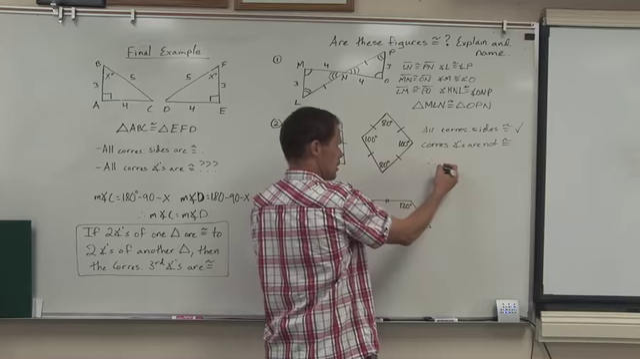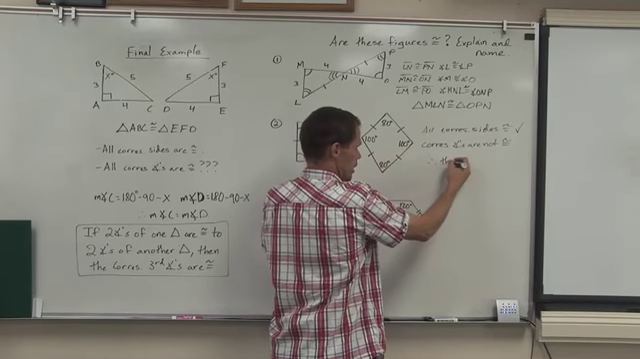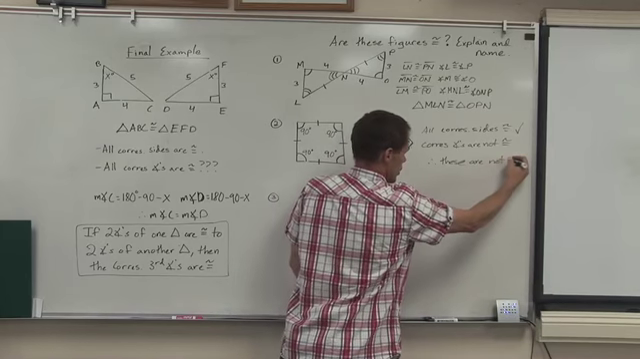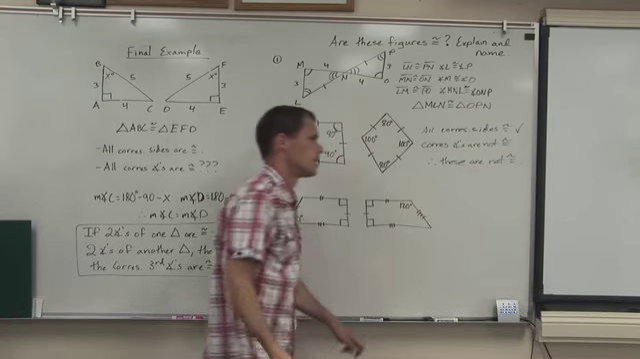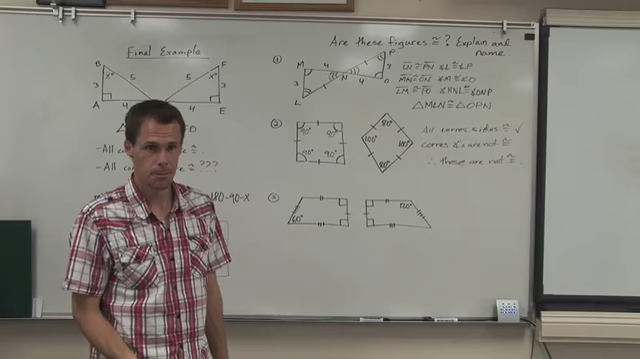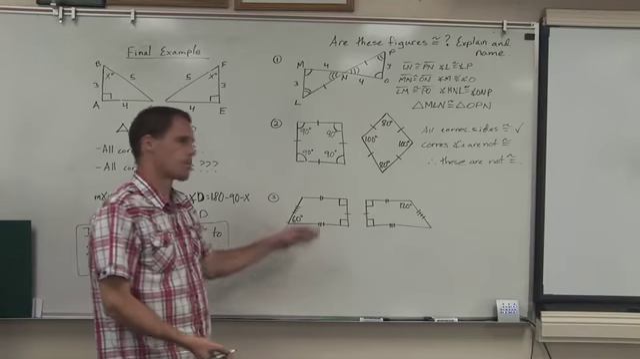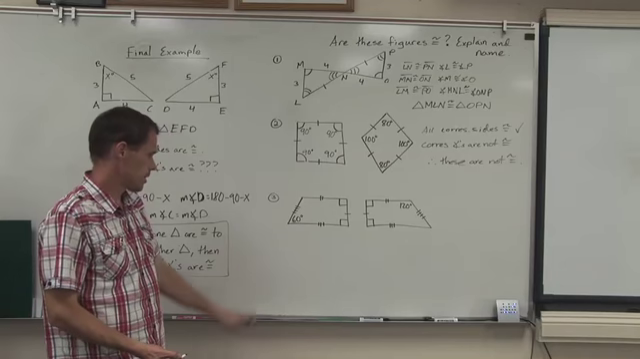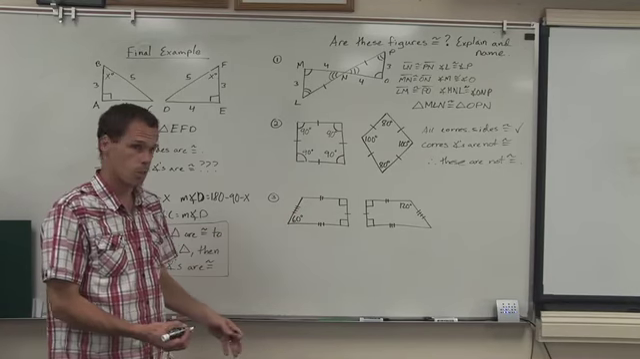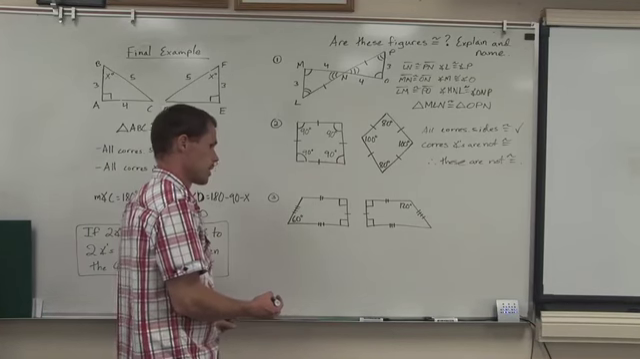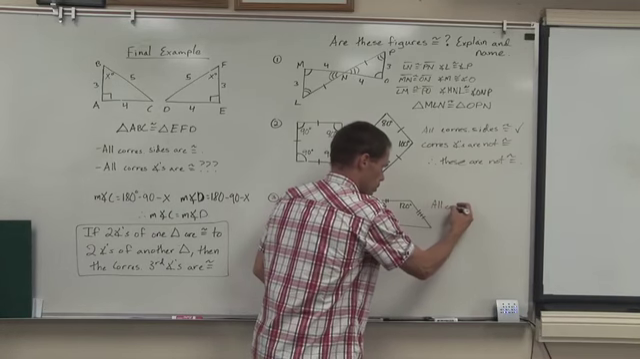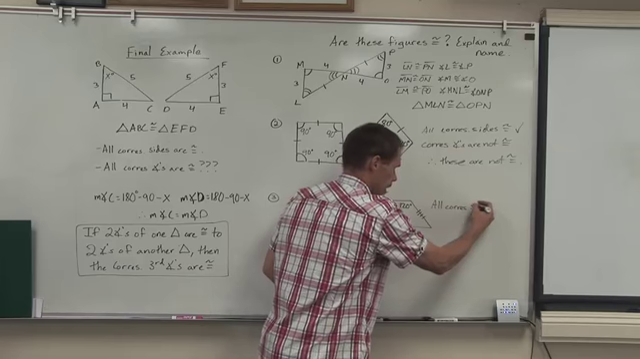What's our conclusion? These are not congruent. Done. Not congruent. Well, now we have this problem here. We have to figure out, let's see. Well, I see that all corresponding sides are congruent. So we could say that. All corresponding sides congruent.